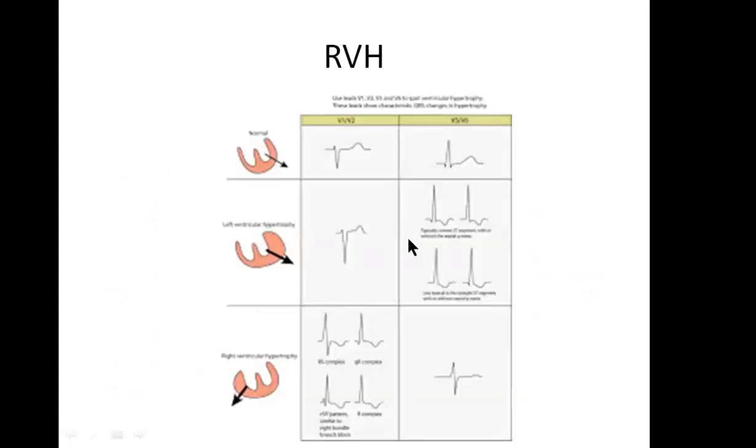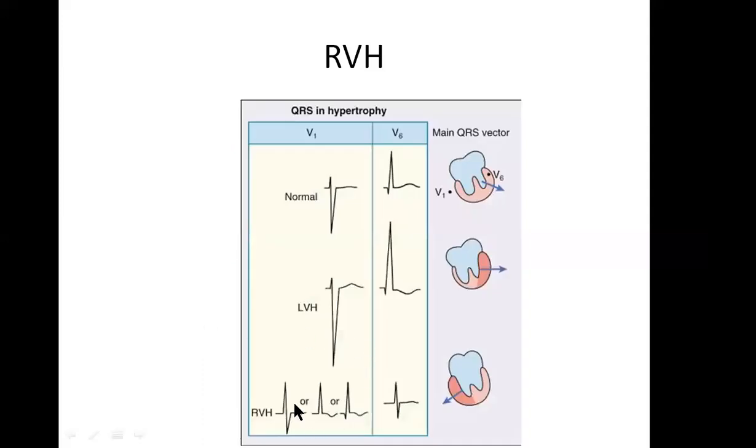This is left ventricular hypertrophy. This is normal, this is very high, this is deep. And now we come to right ventricular hypertrophy. How will you diagnose it? You diagnose right ventricular hypertrophy by looking at V1. If the R wave in V1 is equal to 7 small boxes or more, there is right ventricular hypertrophy.